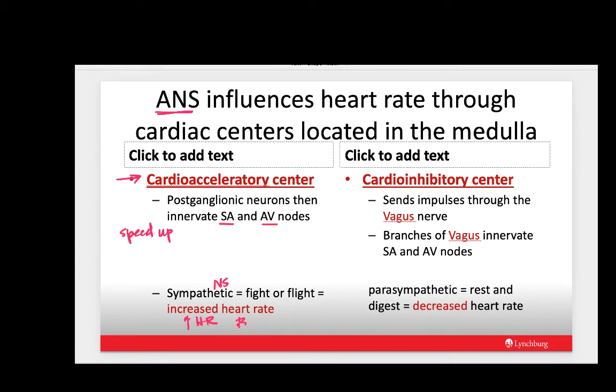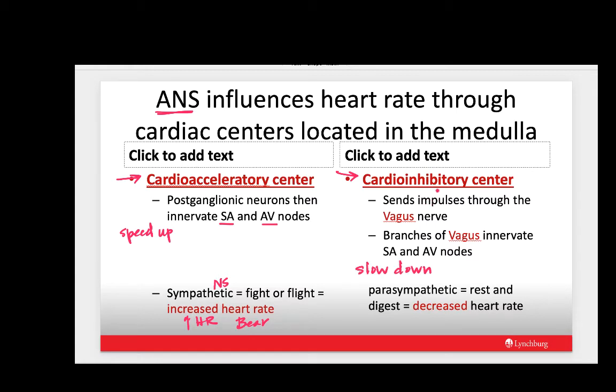You're running away from the bear in the parking lot. So we need to increase our heart rate in order to do that. That's going to happen through our cardioacceleratory center. On the flip side of things, we also have a cardioinhibitory center. Inhibitory means slow down.